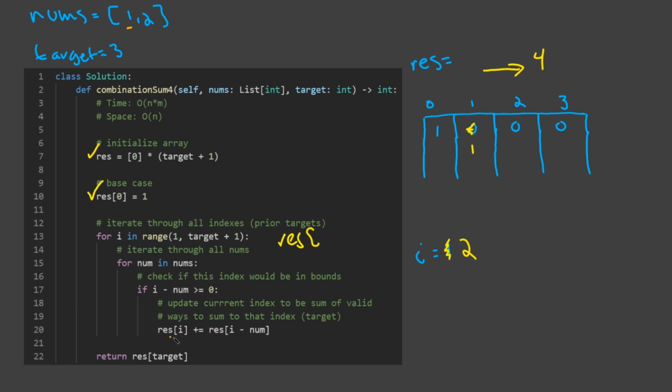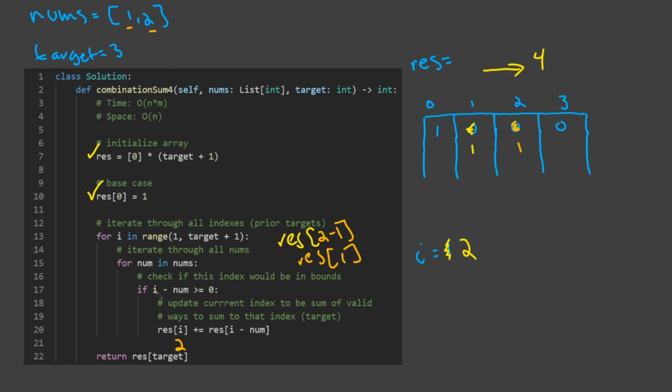So what we want to do is update our result at 2 to be equal to the current result plus the result at i minus num. And i minus num would be 2 minus 1, because we're currently looking at our first number, and that would be result of 1, which is equal to 1 here. So we want to update this to 1, and now we go to the next number, 2.